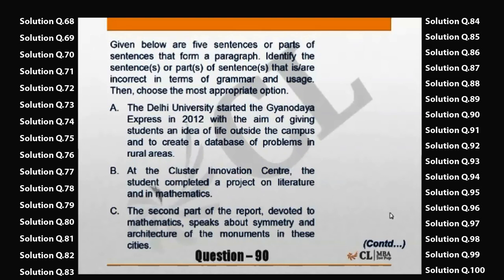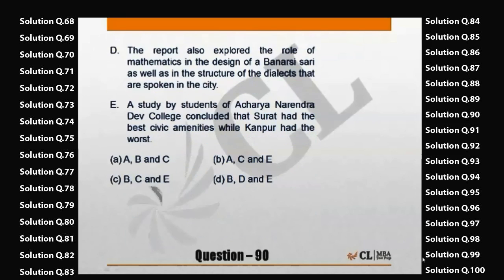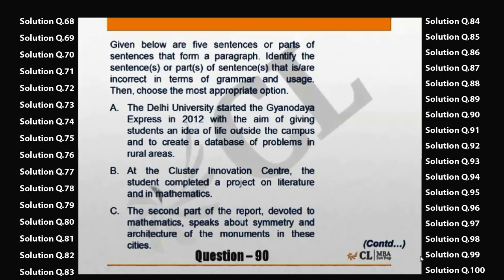Let's move on to question number 90, which was again a question based on grammar and usage. You have to figure out which of these five sentences is incorrect in grammar and usage, and you have to choose from the four options which have been given. Question number 90, the correct answer is A, which means that sentences A, B and C are incorrect.